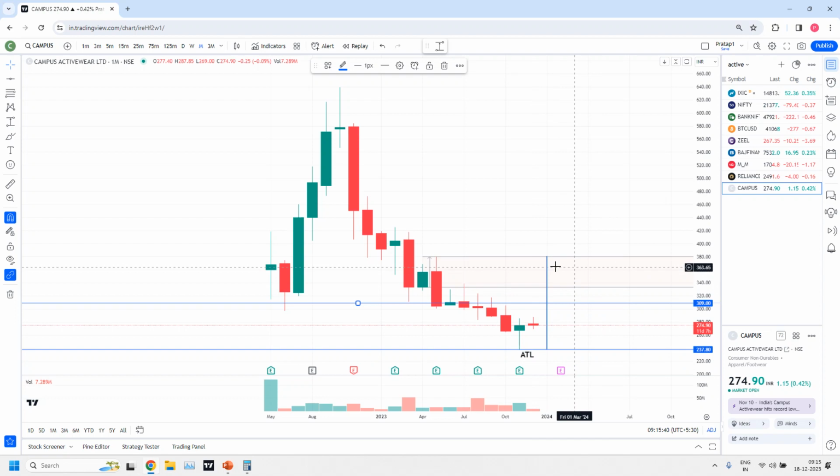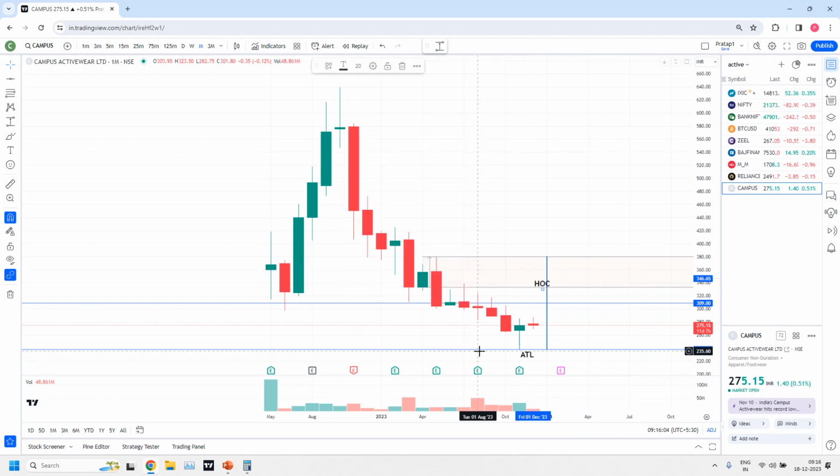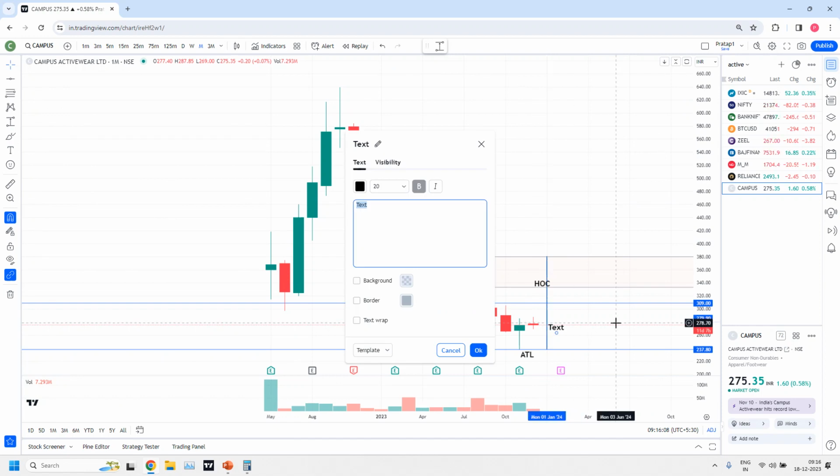The second part near to the supply zone is high on the curve, that is seller's area. The seller's area technical name is high on the curve, short name HOC. So let us mark HOC and equilibrium for our easy remembering purpose. This is high on the curve and this is equilibrium.